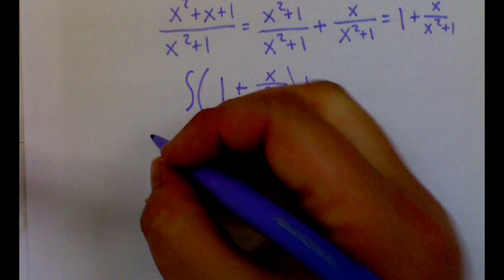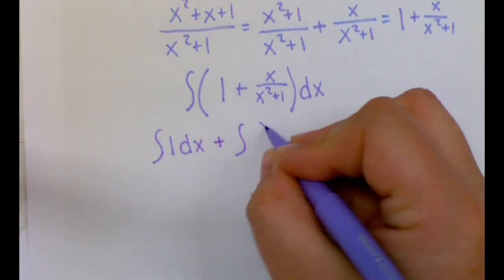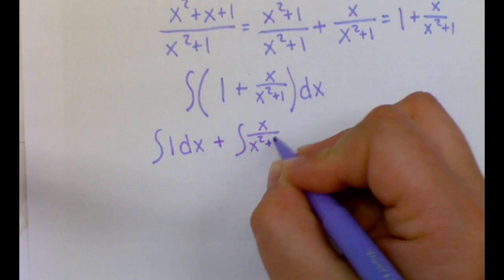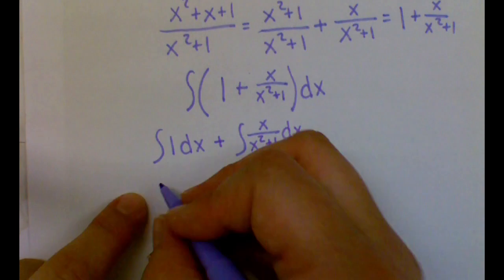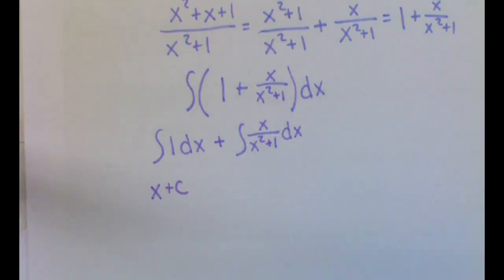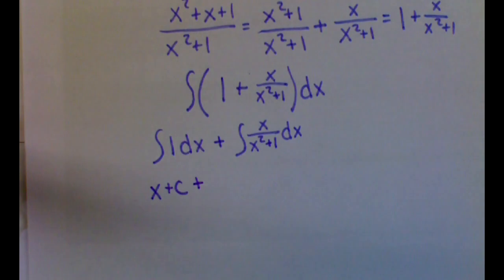I can split these apart. Antiderivative of 1 dx plus the antiderivative of x over x squared plus 1 dx. I know the antiderivative of 1 dx. It is x plus c. Awesome. The second part, not quite so great. We need to use some substitution.